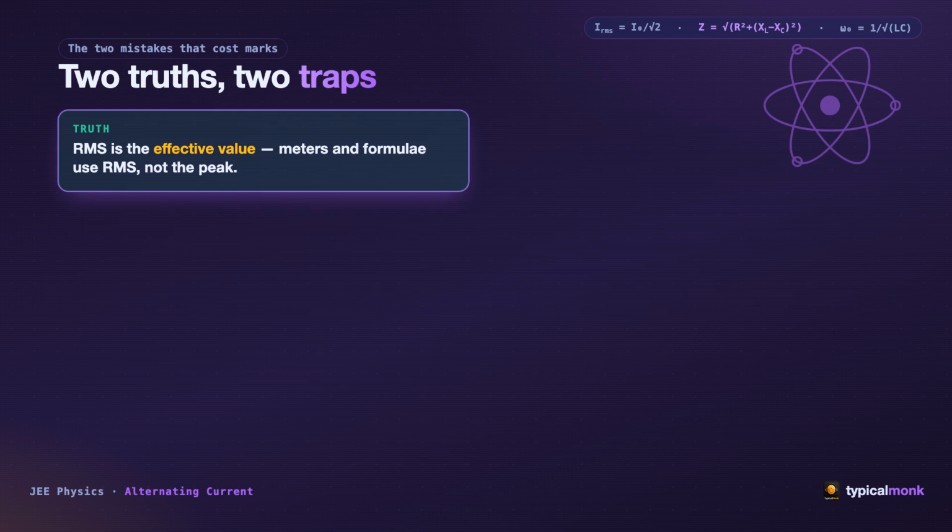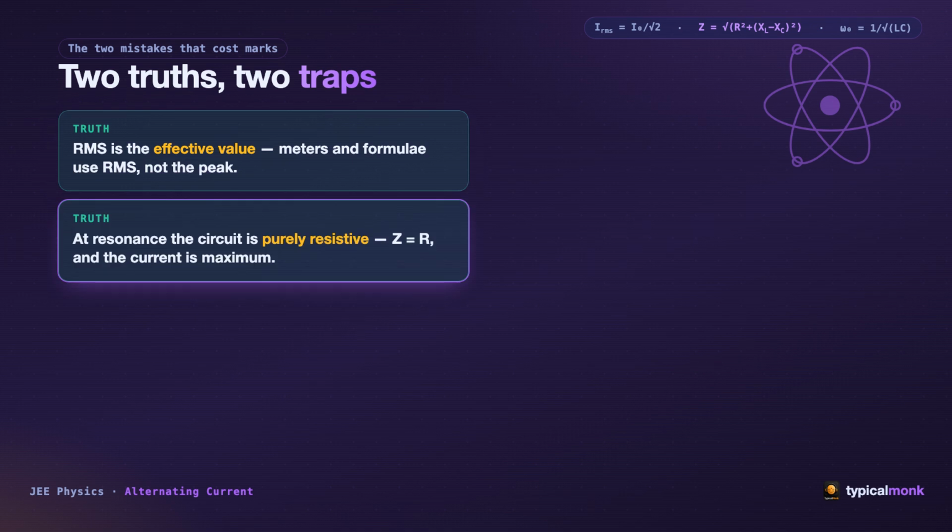Now, the two mistakes that quietly cost marks. The truth: the RMS is the effective value. Meters and formulae use the RMS, never the peak. The trap: writing the power as just the RMS voltage times the RMS current. You must also multiply by the power factor, the cosine of phi.